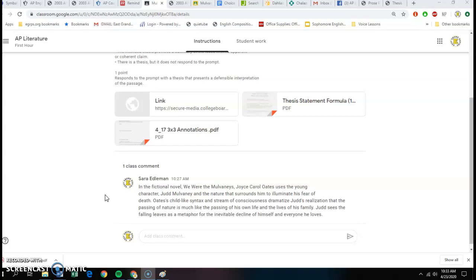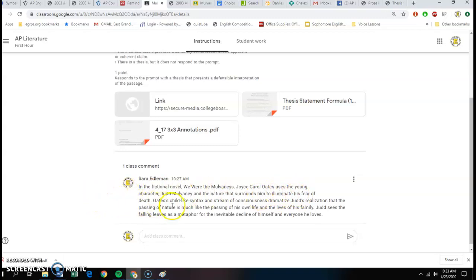Seems a little bit redundant now that I'm reading it out loud, but I want to point out that the author uses the character. We recognize the character himself is a device, and the nature that surrounds him to illuminate his fear of death. So it's an action verb, right? And it connects the image of the nature. I want to point with my finger, but you can't see that. The nature is the device, so that's sort of an implied sensory imagery. Action verb illuminates his fear of death.